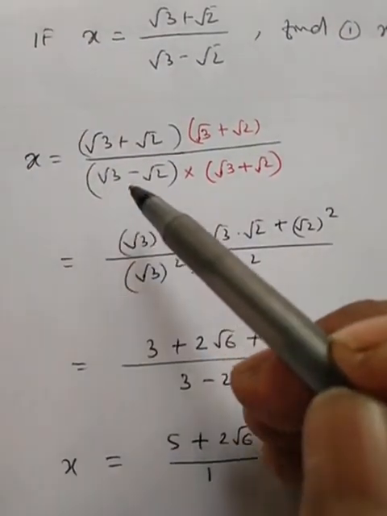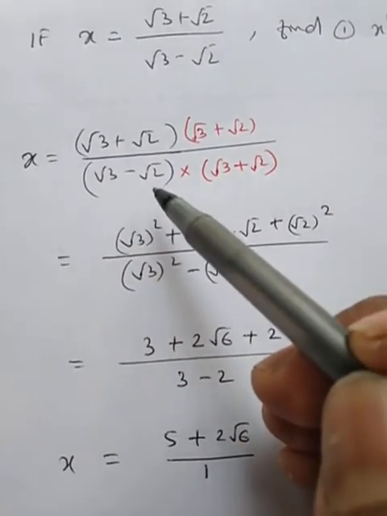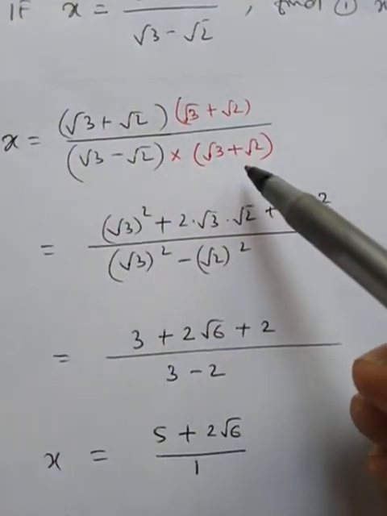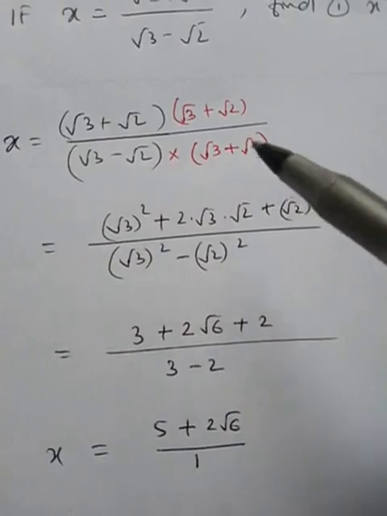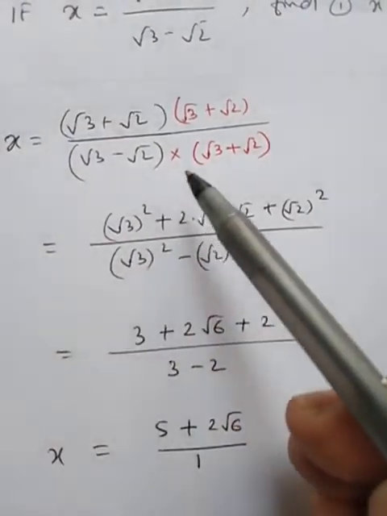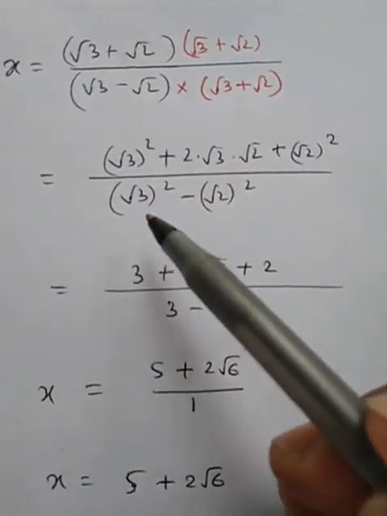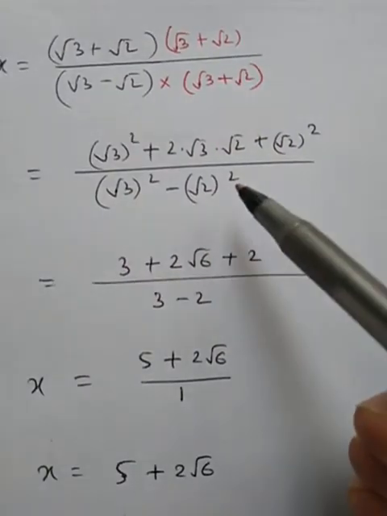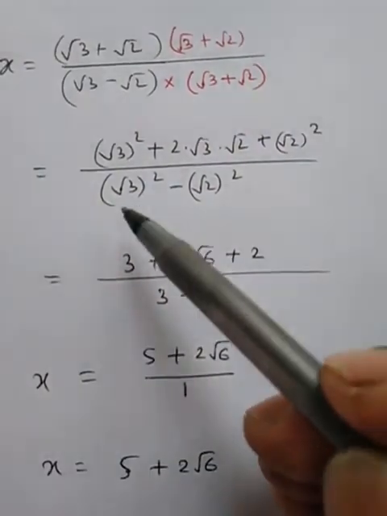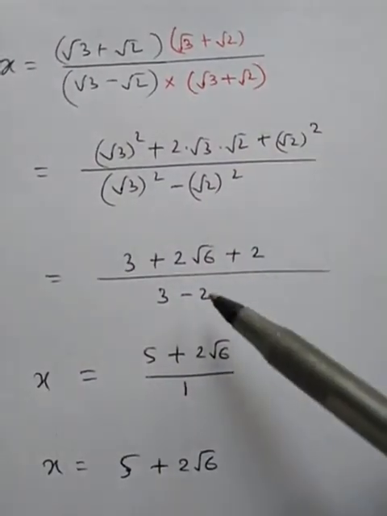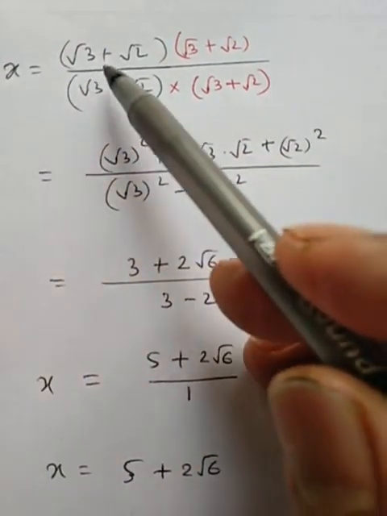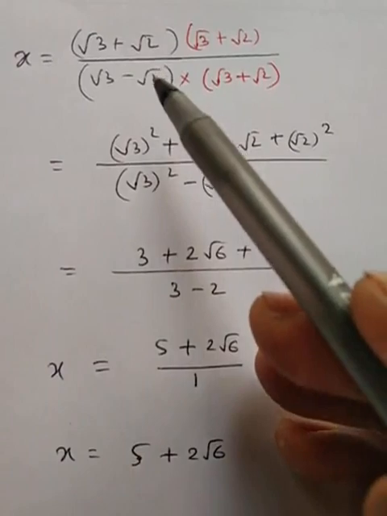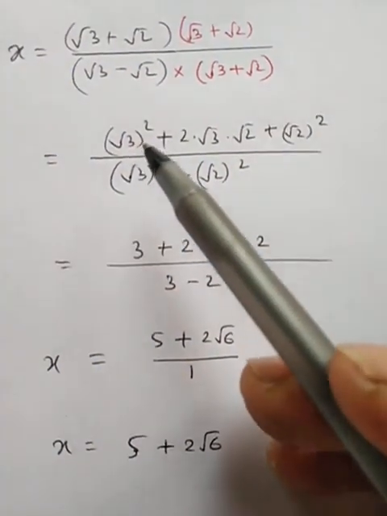We have here root 3 minus root 2. So you have to multiply both numerator and denominator by root 3 plus root 2. So that we have written and then multiplied. Now this a minus b into a plus b identity will become a square minus b square. So root 3 square minus root 2 square, and this will become 3, root 2 square will become 2. In the numerator it is a plus b into a plus b. So we have to multiply as a plus b whole square and use the identity.